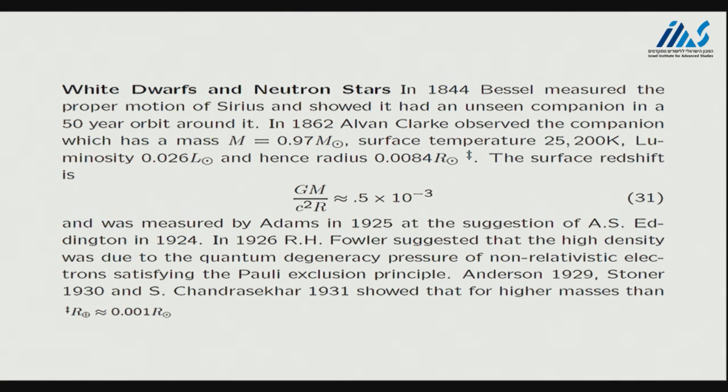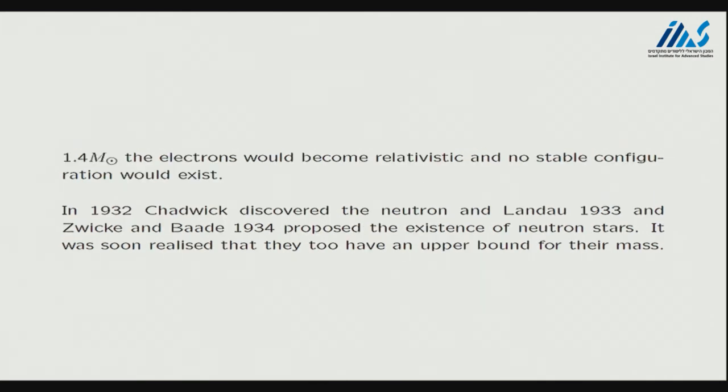And then in the 1930s, three people worked on these white dwarfs. I think three suggested, or at least two suggested before Chandrasekhar, that there should be a maximum mass. And Chandrasekhar showed it with the full rigor at his disposal, that for masses higher than about 1.4 solar masses, the electrons basically become relativistic, and no stable solution would therefore exist.